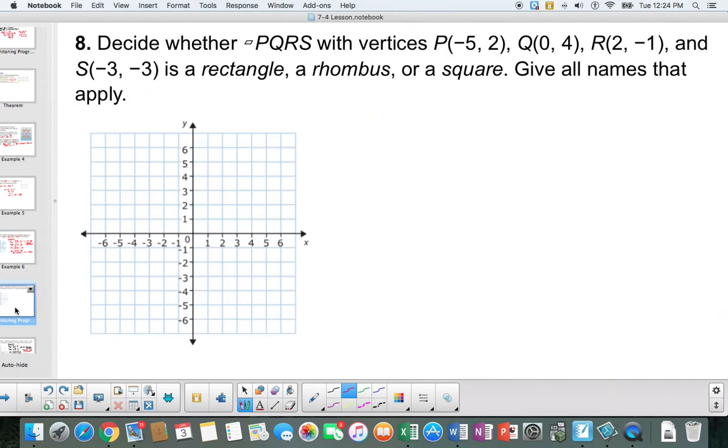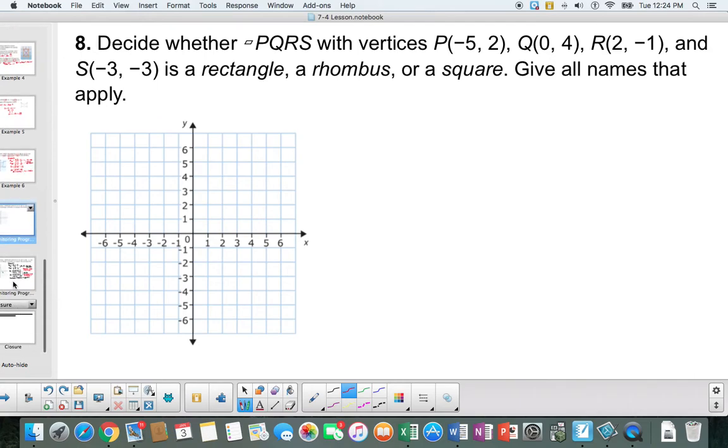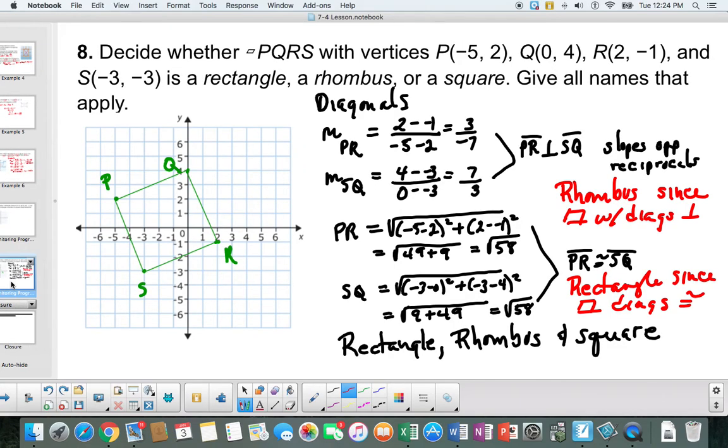Okay, your turn. Stop the screencast and see what you can do. And here's the answer. Again, I looked at diagonals. I found that the diagonals were perpendicular. I also found that diagonals were congruent, which made it a rectangle. And since it's a rectangle and a rhombus, it's also a square.